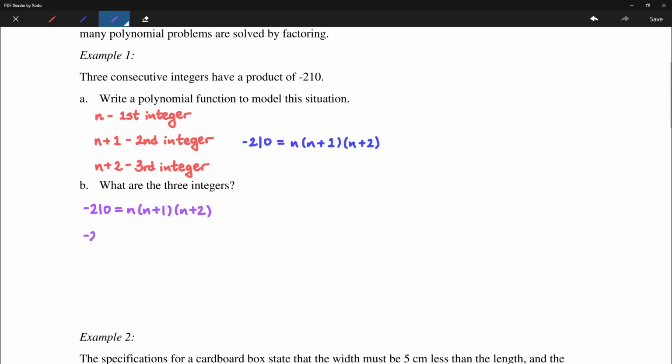Going to expand the right-hand side, so we have n times n squared plus 3n plus 2. And follow that up with n cubed plus 3n squared plus 2n, and that will be, of course, equal to negative 210. So then we can move the constant to the right-hand side, and we have 0 is equal to n cubed plus 3n squared plus 2n plus 210.